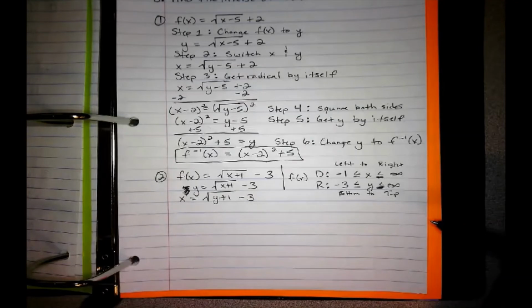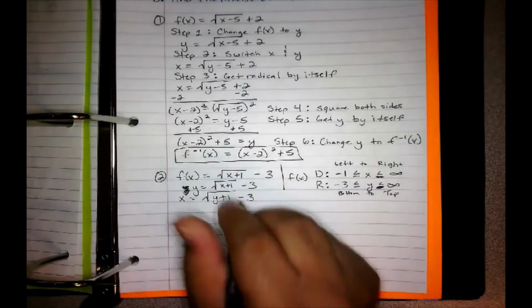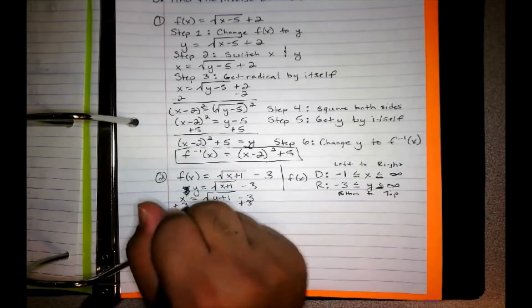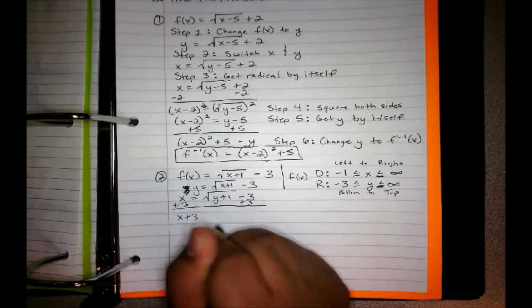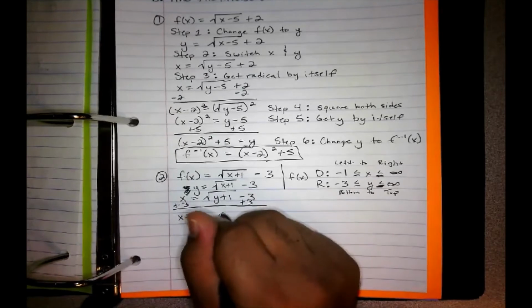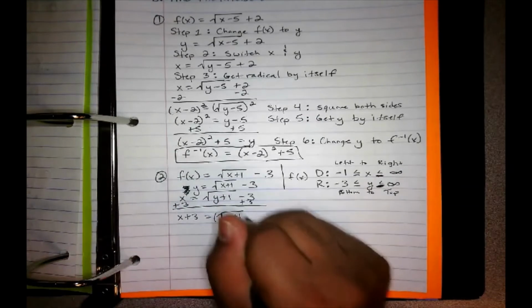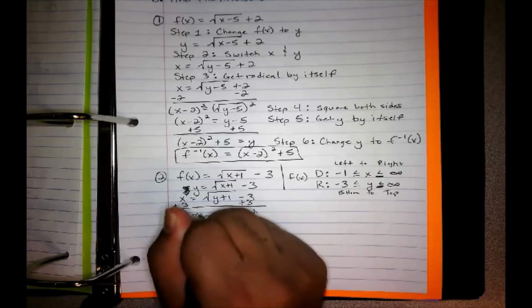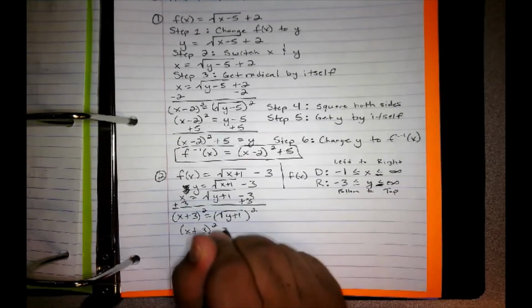Now I'm on step 3. Get the radical by itself. Well, it's not by itself, so I add 3 to both sides. That gives me x plus 3 equals square root of y plus 1. Step 4, square both sides. So I'm going to square this side and square this side, and I'm left with x plus 3 squared equals y plus 1.